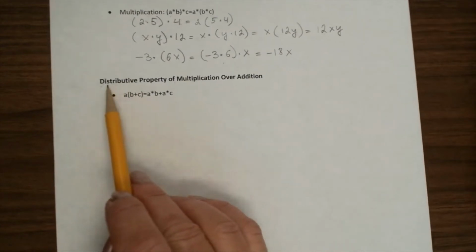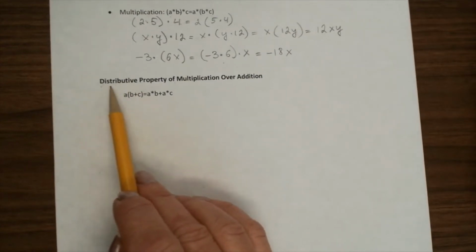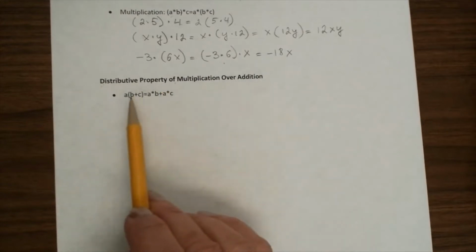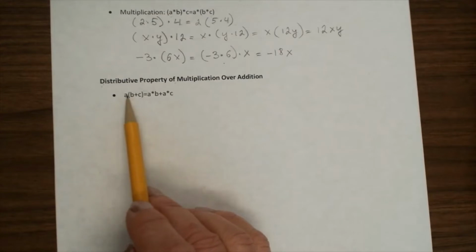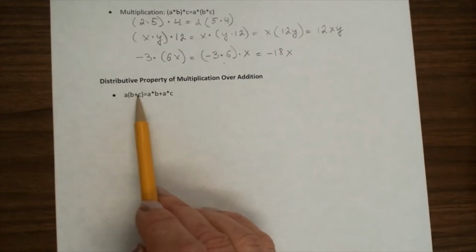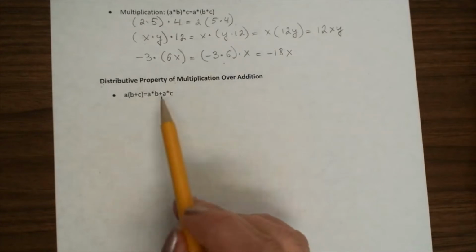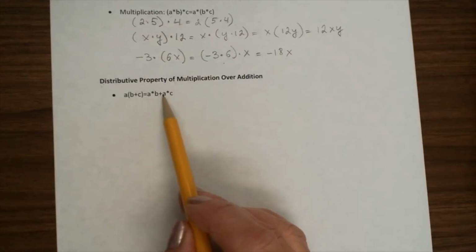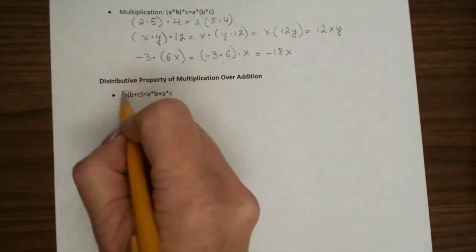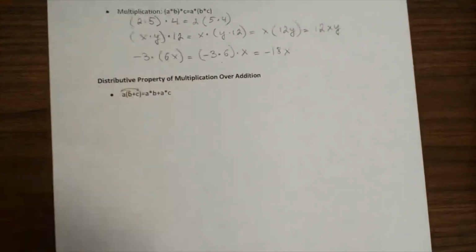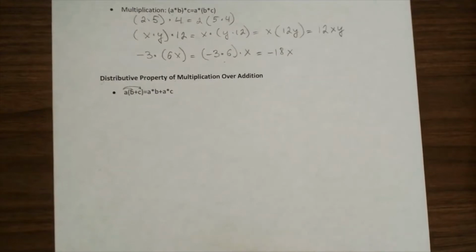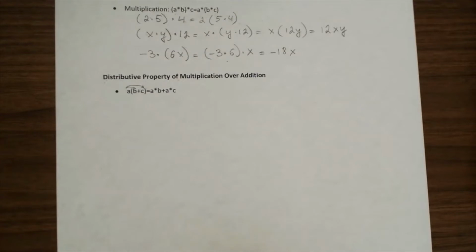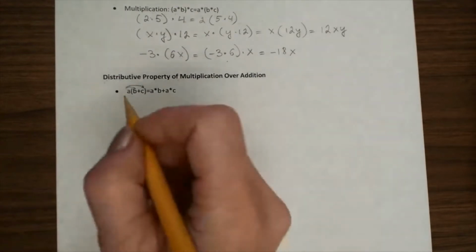Okay, and the last property is the distributive property of multiplication over addition. We see that we have multiplication here and addition inside of parentheses. And in the end, on the right, we have a times b plus a times c. And normally I use arrows here to show how it works. Okay, let's review how it works with numbers. Something like this.